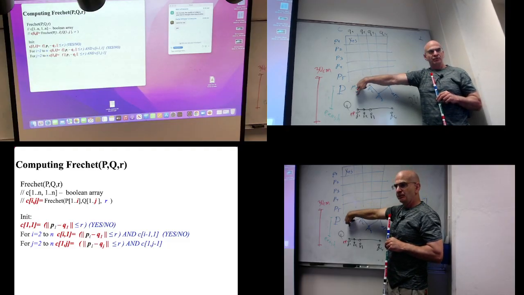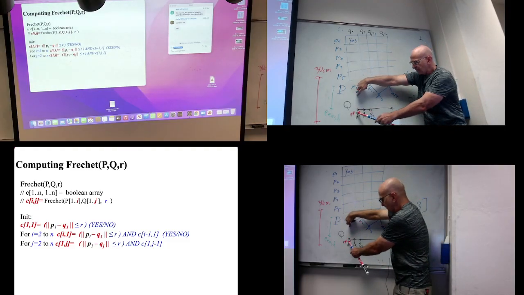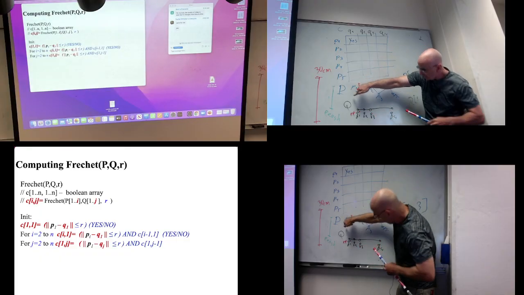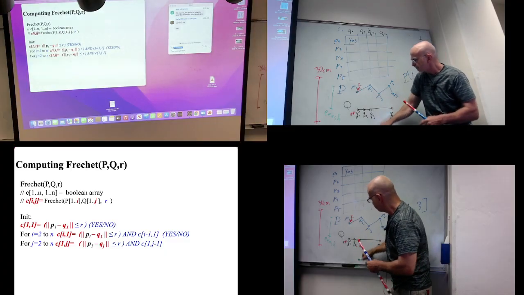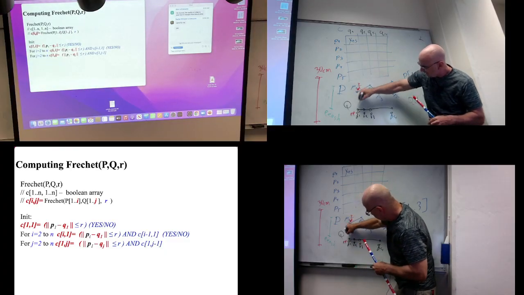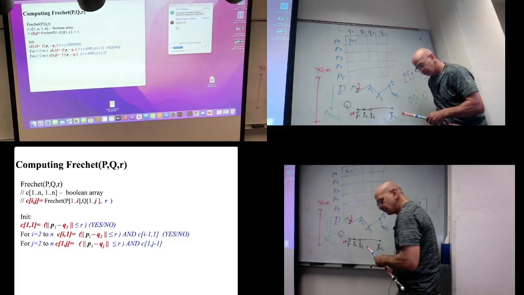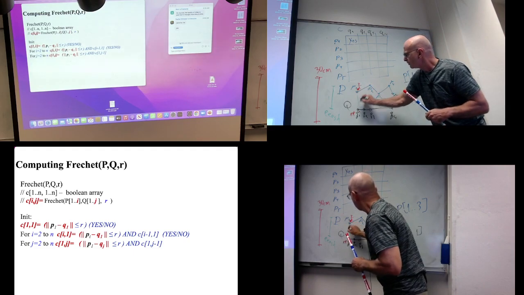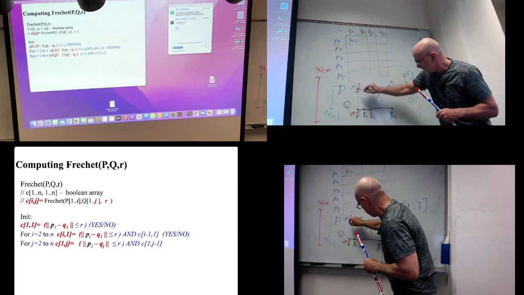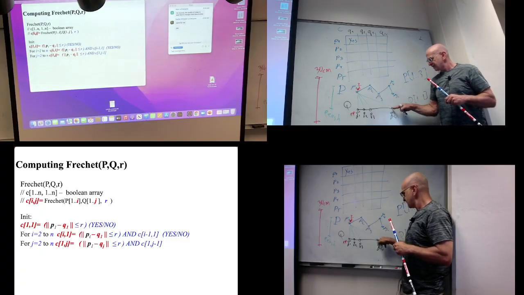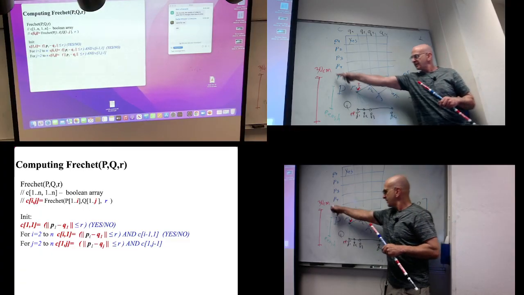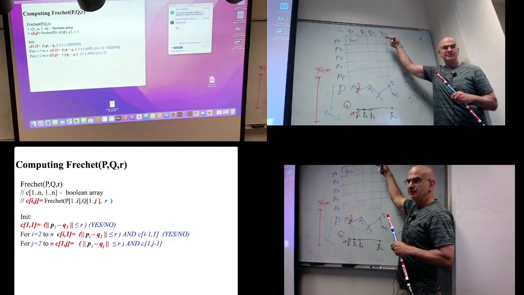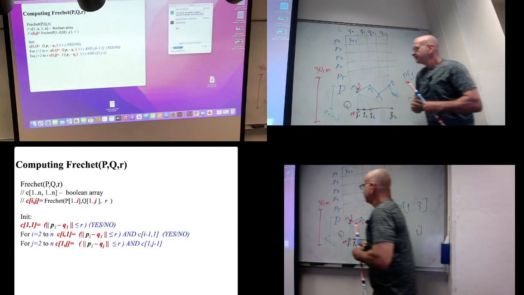The person is glued to P1, and the dog can move forward all the way up to Q4, and all these distances, P1 to Q1, P1 to Q2, P1 to Q3, P1 to Q4, all these leashes are less than R, less than your target. Then you'll write yes all over the place. Good.